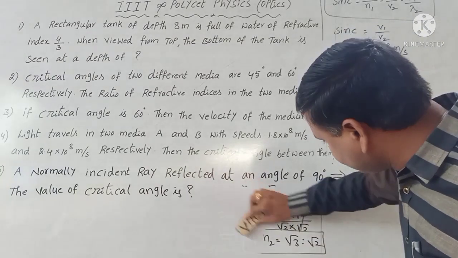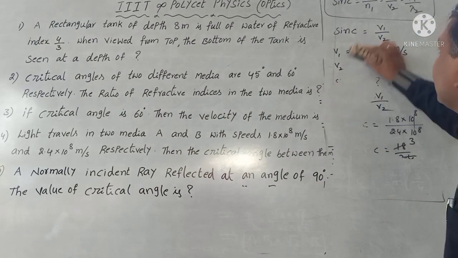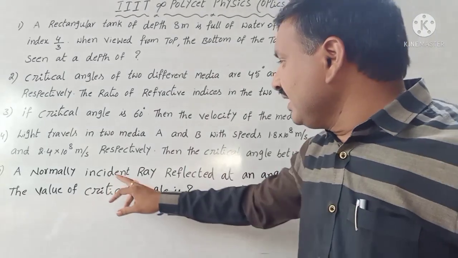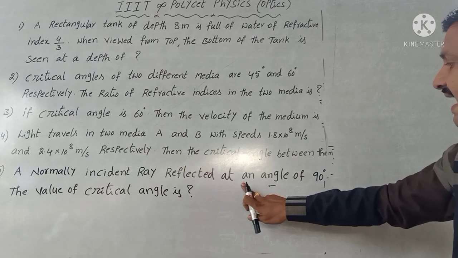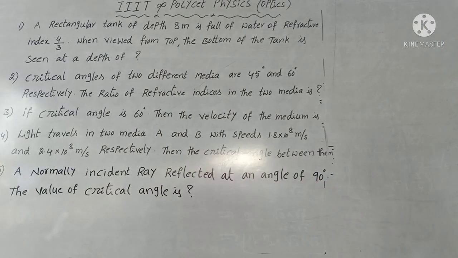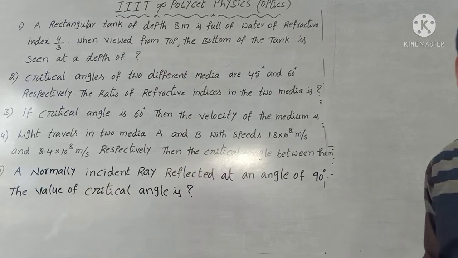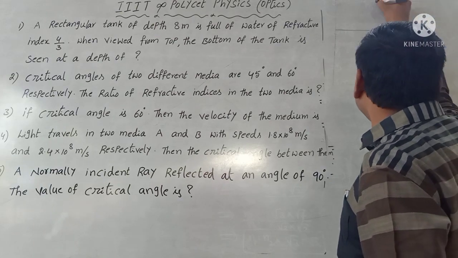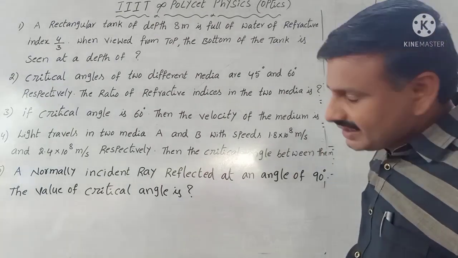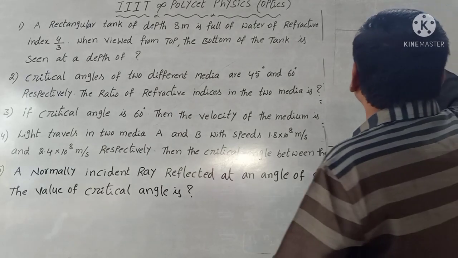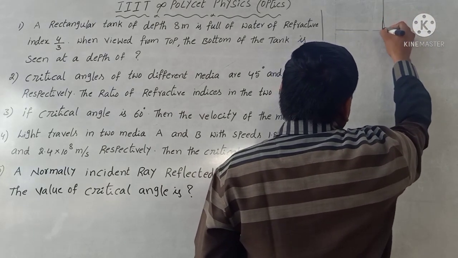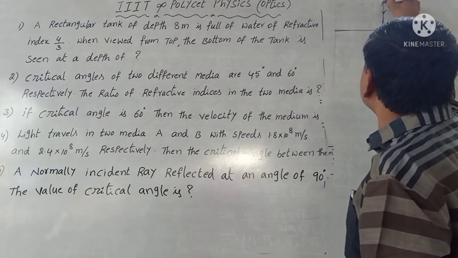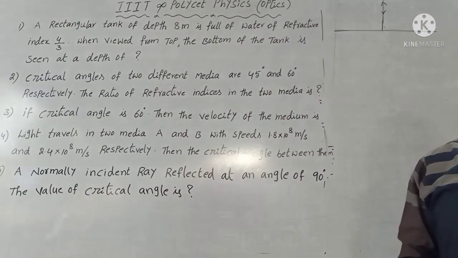What is the last one? Which is the last problem, we do it. A normally incident ray is reflected at an angle of 90 degrees. The value of the critical angle is... A normally incident ray, so it is the incident ray, moves perpendicular to the surface. So again it comes back in the same direction. So what is the critical angle?